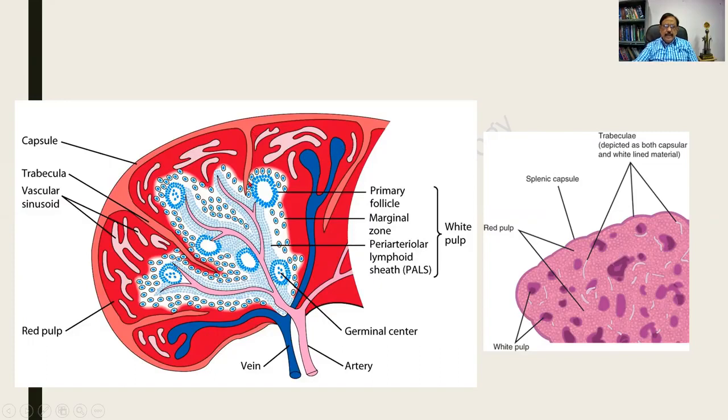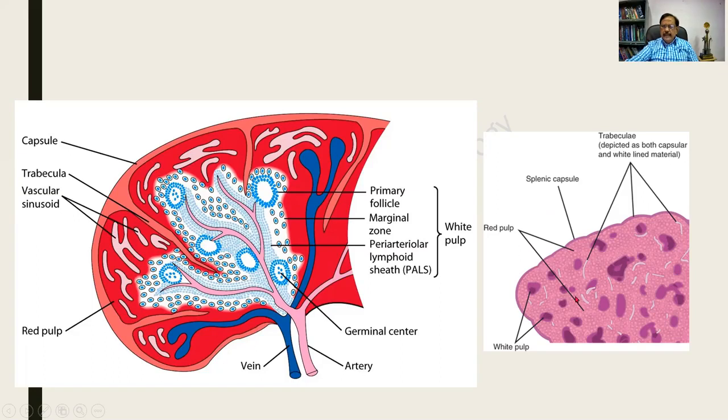In this picture, I am able to see the trabeculae dipping from the capsule. The parenchyma itself is divided into the follicles and the sinusoids. The follicles do not contain much blood, and that is called the white pulp. The sinusoids are filled with blood, and it is called the red pulp. And this is the hilum, a place of entry and exit of the blood vessels.